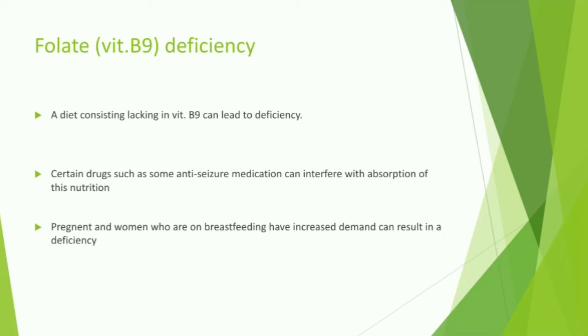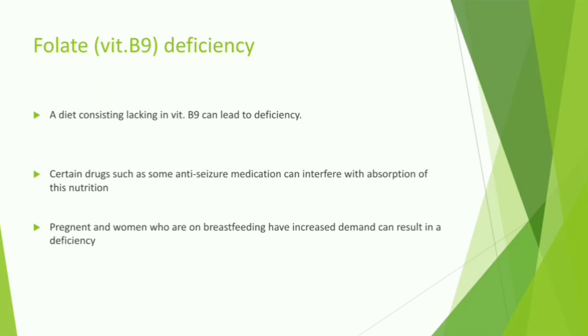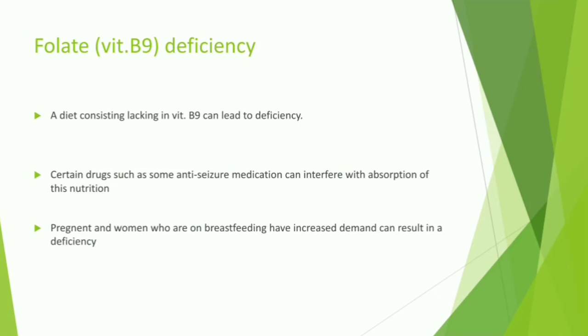First of all, we will talk about vitamin B9 or folate deficiency. A diet consistently lacking in vitamin B9 can lead to deficiency, or certain drugs, such as some anti-seizure medication, can interfere with absorption of this nutrient. Pregnant women and women who are breastfeeding have an increased demand that can result in a deficiency of vitamin B9.